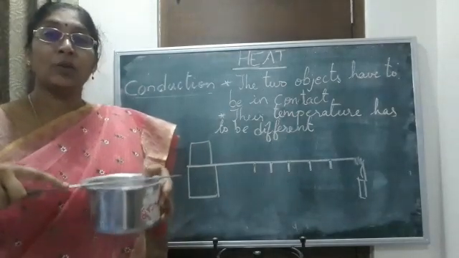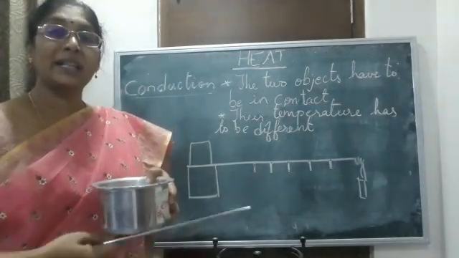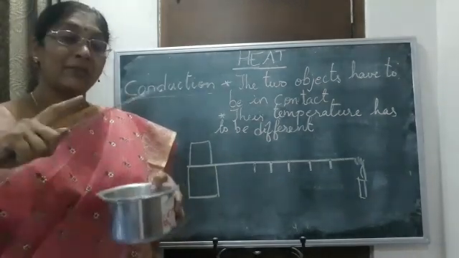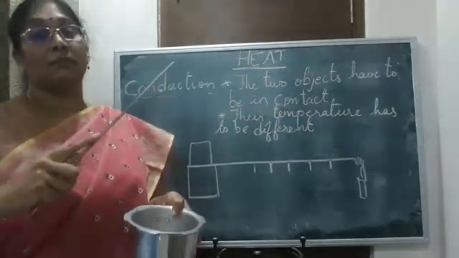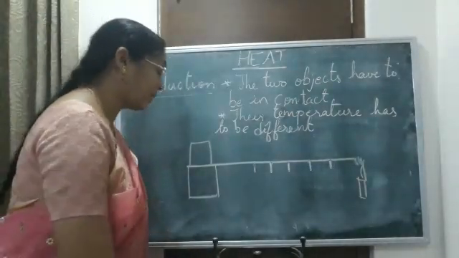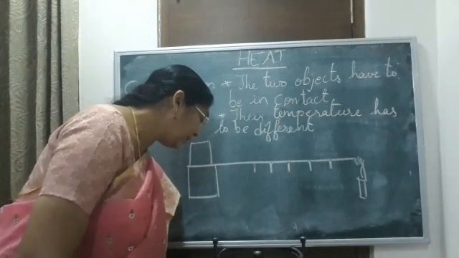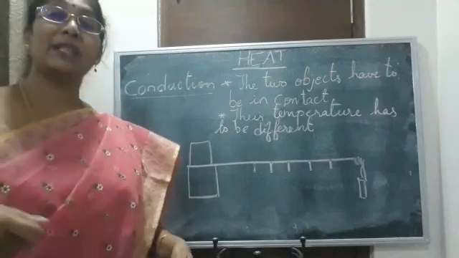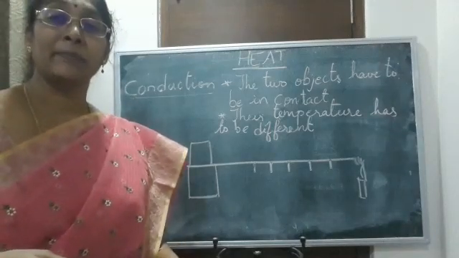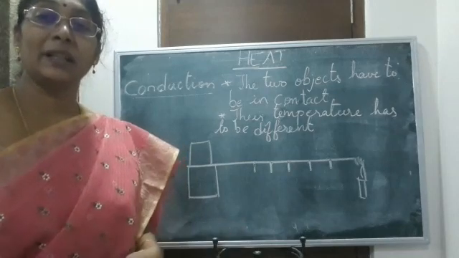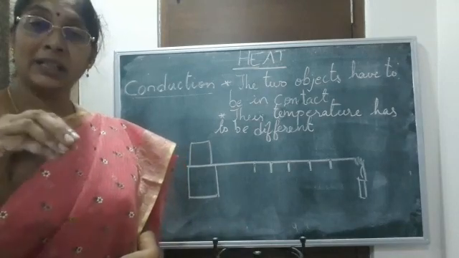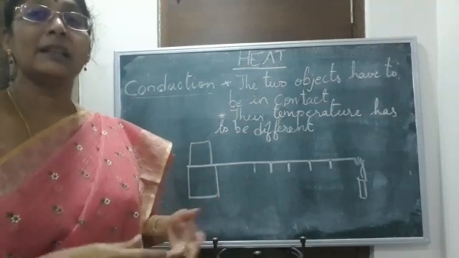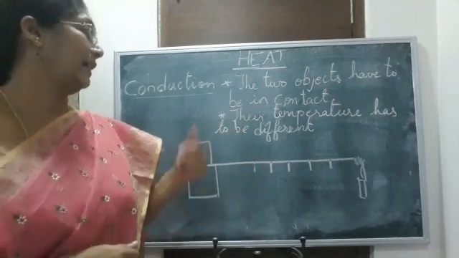But if I keep it here over this, after some time, since this is receiving heat, this also becomes hot because of conduction. You must have seen that when mummy is making curry, by mistake if she leaves the spoon in that container while stirring it, after some time when you touch the spoon, it will be very hot. You will not even be able to touch it. This is because of transfer of heat by conduction.